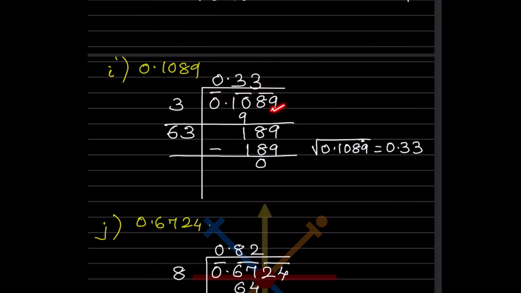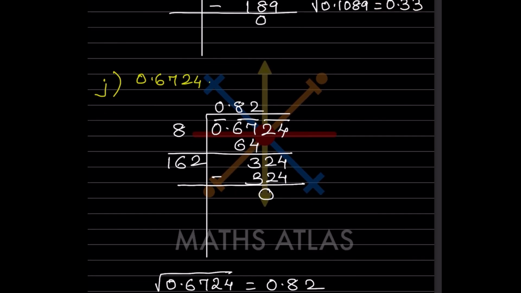So here 0.33. Now see again here 1, 2, 3, 4. After that is a decimal. After 4, then we have to half it. So after only two numbers is the decimal, 0.33. This is to cross check.